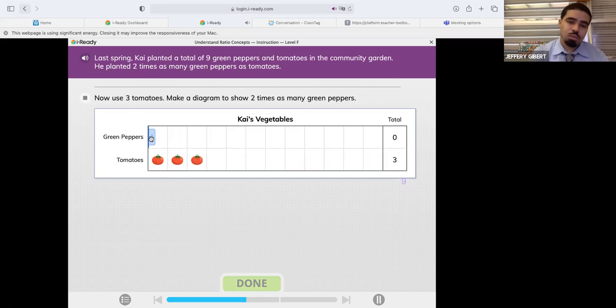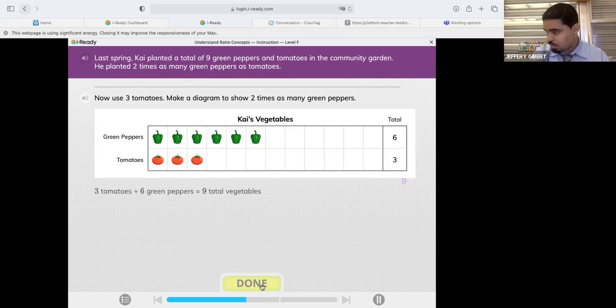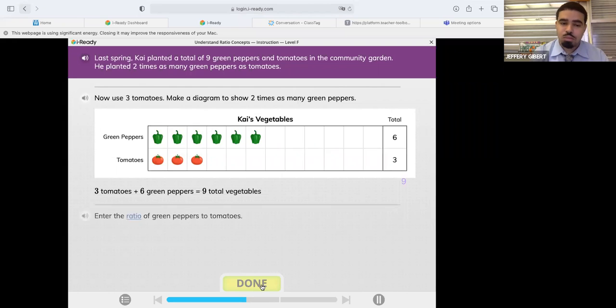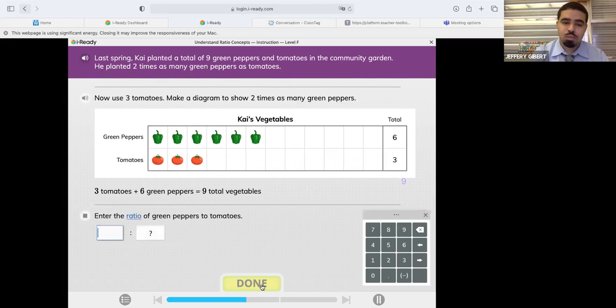Now, use 3 tomatoes. Make a diagram to show 2 times as many green peppers. So 2 times 3 is 6. So we need 6. 3 tomatoes plus 6 green peppers is 9 total vegetables. Enter the ratio of green peppers to tomatoes. So again, same thing we did earlier. 6 green peppers, 3 tomatoes.